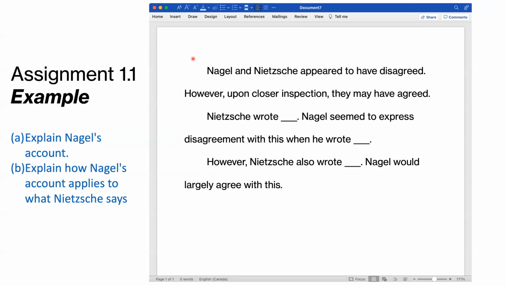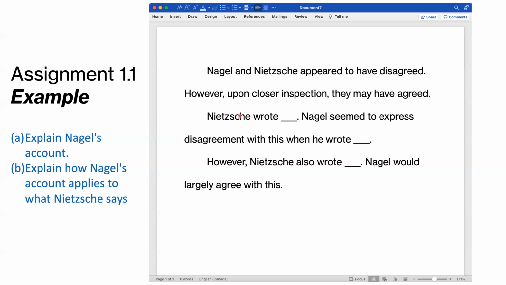Here's an example from assignment 1.1. The assignment was to explain Nagel's account, and explain how Nagel's account applies to what Nietzsche says. So, first paragraph, and this is just one way to look at it: Nagel and Nietzsche appear to have disagreed. However, upon closer inspection, they may have agreed. That's introducing what you're going to be stating in the rest of what you've written.